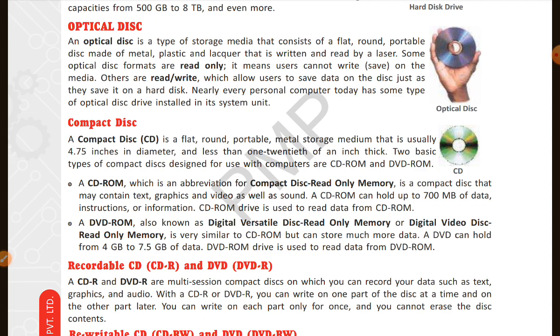I repeat it again. Digital Versatile Disk Read Only Memory or Digital Video Disk Read Only Memory is very similar to CD-ROM but can store much more data. A DVD can hold from 4 GB to 7.5 GB of data. It means the capacity of DVD-ROM is much higher as compared to CD-ROM.